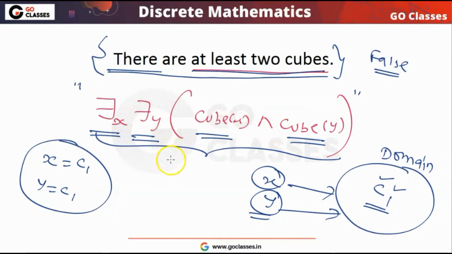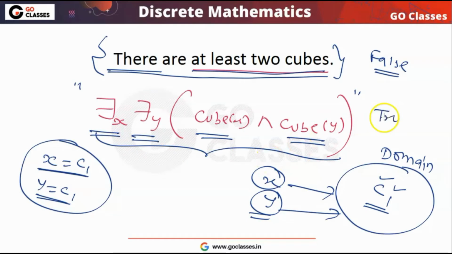Because there exists x, there exists y, such that x is a cube and y is a cube. Now very easily you can see that there exists x, so you can take x equal to C1. There exists y, you can take y equal to C1. Now you can notice that x is a cube, y is a cube, because both are pointing to C1. So this first order logic expression will become true.